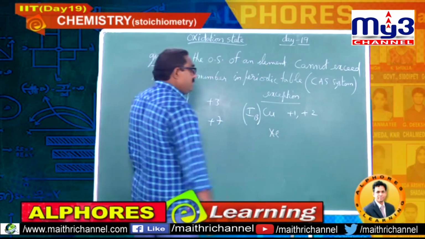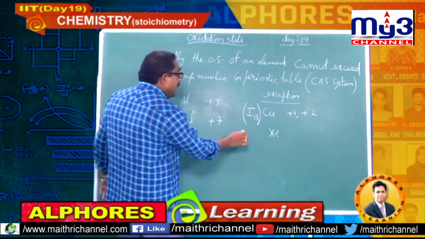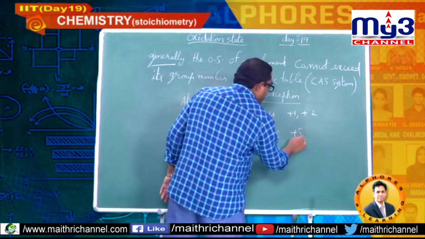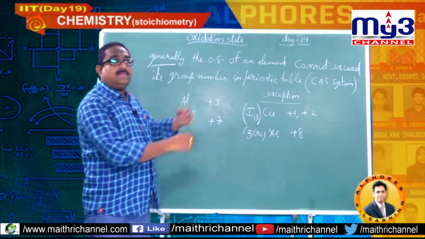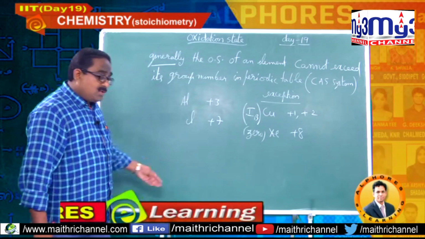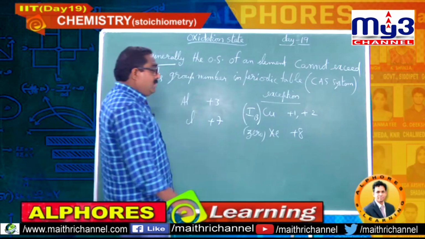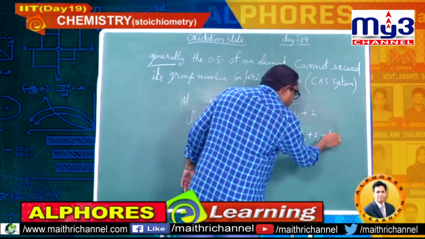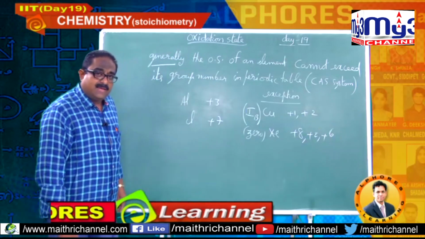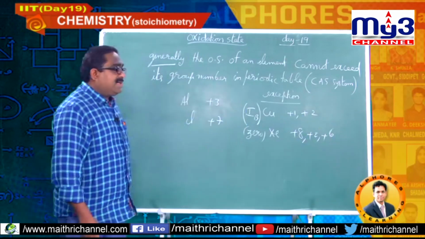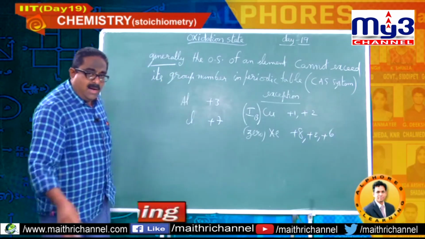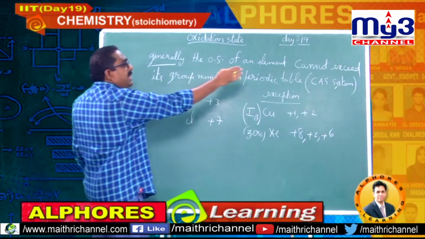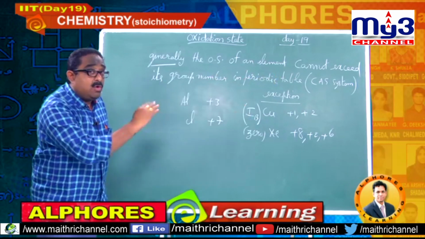Similarly, xenon belongs to the 0 group as per the common system, but it can exhibit +8, +4, +2, +6, like that. Compounds are there. So, these are some exceptions. That is why I mentioned here, generally the oxidation state of an element cannot exceed its group number in the periodic table according to the CAS system, that is A group and B group.